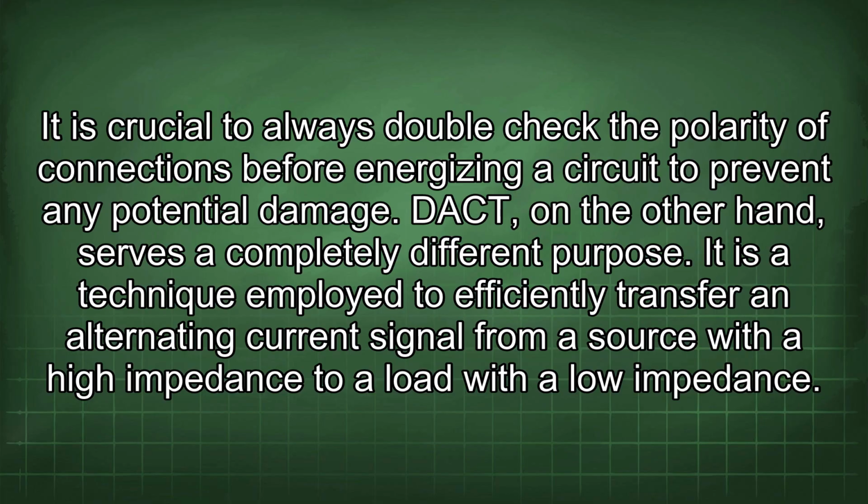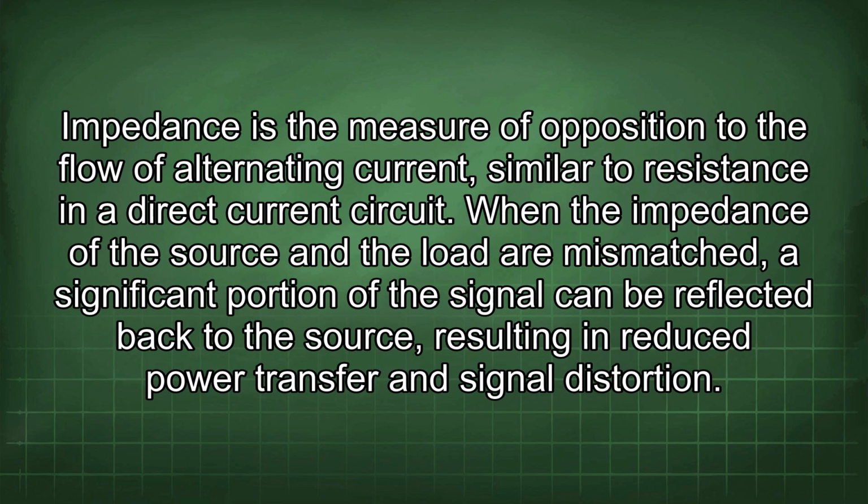DACT, on the other hand, serves a completely different purpose. It is a technique employed to efficiently transfer an alternating current signal from a source with a high impedance to a load with a low impedance. Impedance is the measure of opposition to the flow of alternating current, similar to resistance in a direct current circuit. When the impedance of the source and the load are mismatched, a significant portion of the signal can be reflected back to the source, resulting in reduced power transfer and signal distortion.